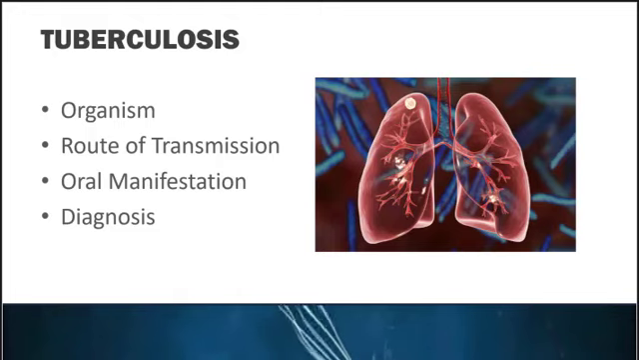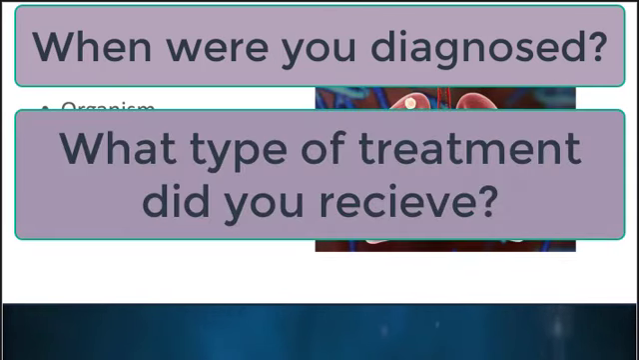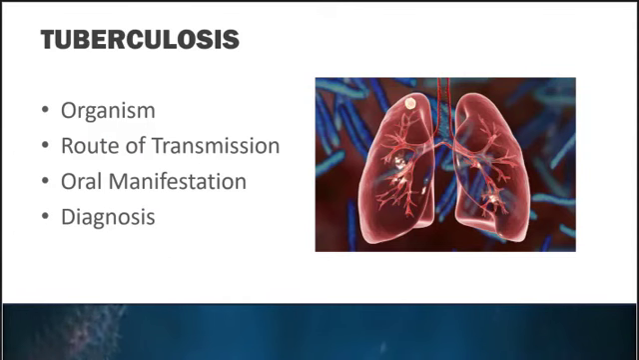Now, patients who have a history of tuberculosis need to be very thoroughly questioned on their medical history. Well, what kind of things should we be asking them? When were you diagnosed? What type of treatment did you receive? Have you had a recent cough? See, a patient who's had tuberculosis should be a very good historian, and if they're a poor historian, then our radar needs to go up.